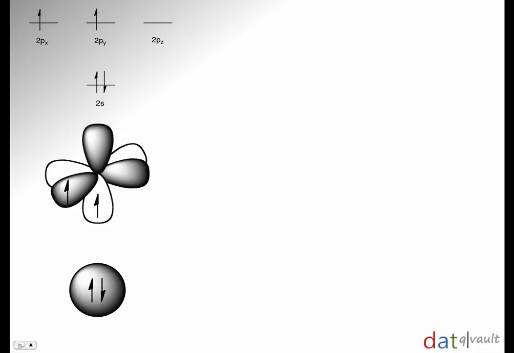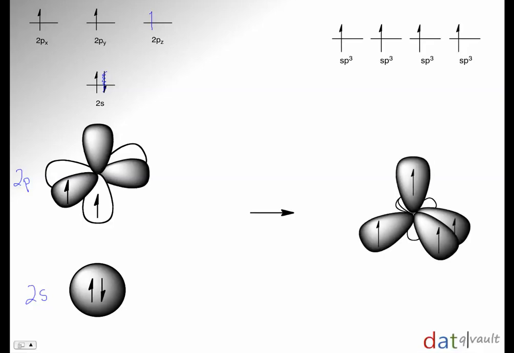So first we're going to quickly review everything that we just did. We took the 2s orbital, and here we have the 2p orbitals. This is the electron configuration. What we did first was we promoted one of these electrons from the 2s orbital up to the 2p orbital. So now we have 4 unpaired electrons. Once we did that, we hybridized these orbitals together to give us 4 degenerate orbitals, known as sp3 hybridized orbitals.